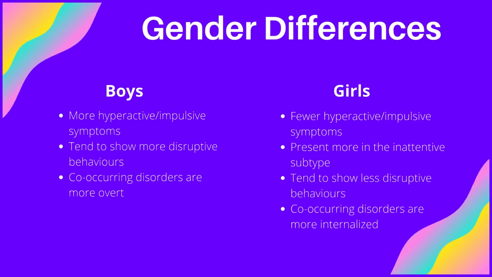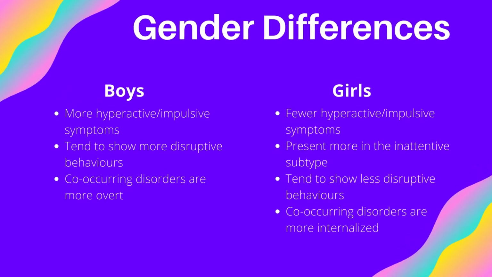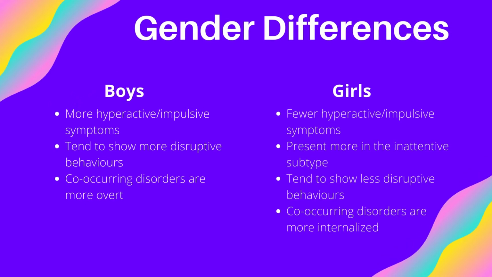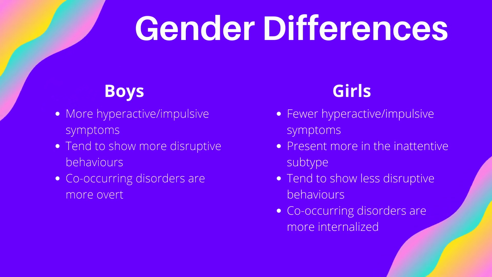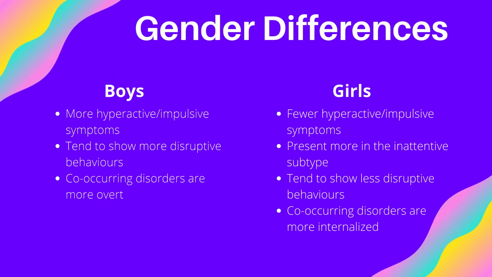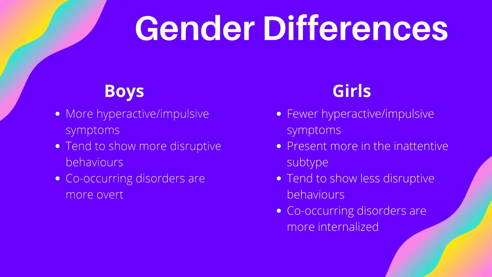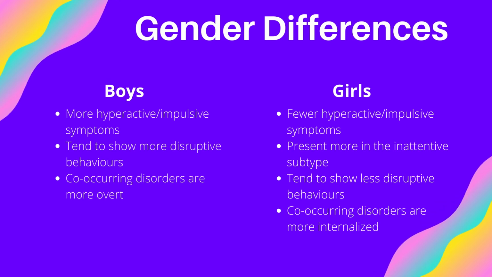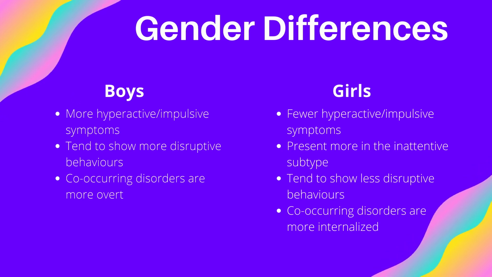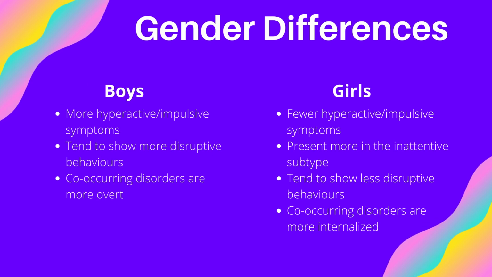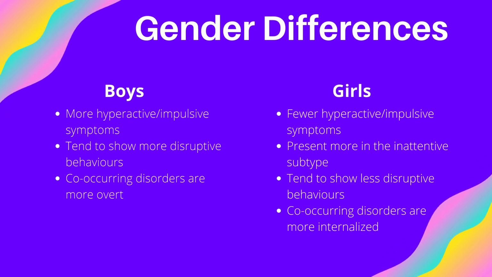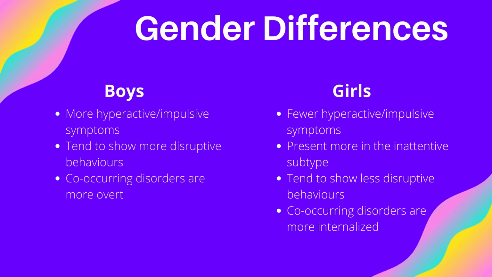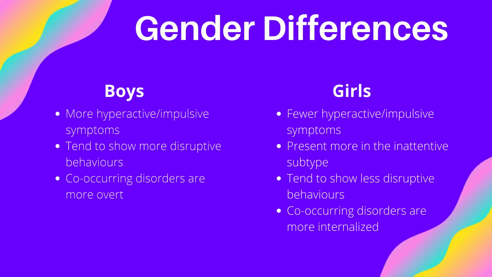ADHD often presents itself differently between boys and girls, with boys displaying more symptoms from the hyperactive impulsive subtype, while girls present more symptoms from the inattentive subtype. As this implies, boys tend to show much more obvious and disruptive behavior than girls. This results in a much higher rate of ADHD intervention in boys. While co-occurring disorders are common in both boys and girls, disorders in girls tend to be more internalized, while disorders in boys tend to be more overt.